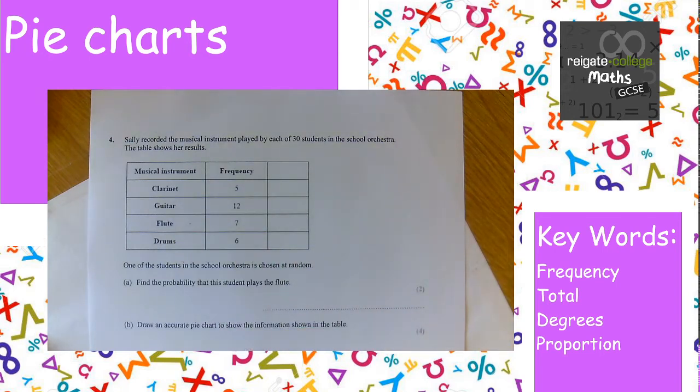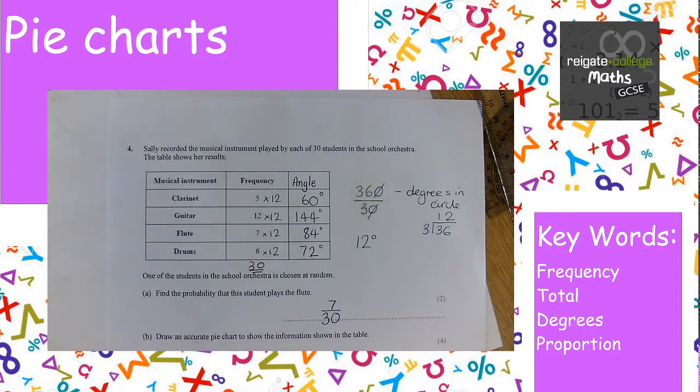The first question isn't about pie charts but about probability, and it asks if one of the students in the school orchestra was chosen at random, find the probability that this student plays the flute. Probability is always written as a fraction, so the fraction we create is going to have a numerator of the number of flute players. And we can see from the table that's 7. The probability that a student chosen at random is a flute player is 7 out of 30.